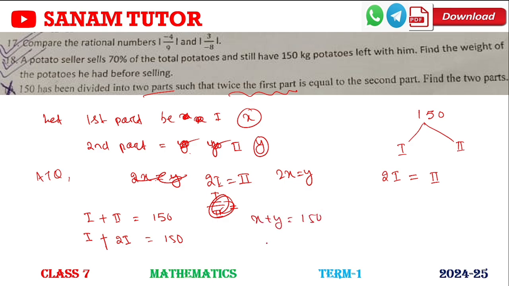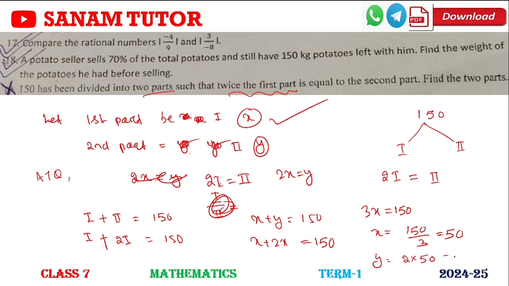Then y means 2x, so x plus 2x equal to 150. So tell me, 3x equal to 150. Now x equal to 150 divided by 3, that is 50. Okay, so the first part is 50. Tell me the second part. The second part is 2 into x, that is 2 into 50 equal to 100. Now addition: 50 plus 100 is 150. Yes, it satisfies, so our answer is correct.